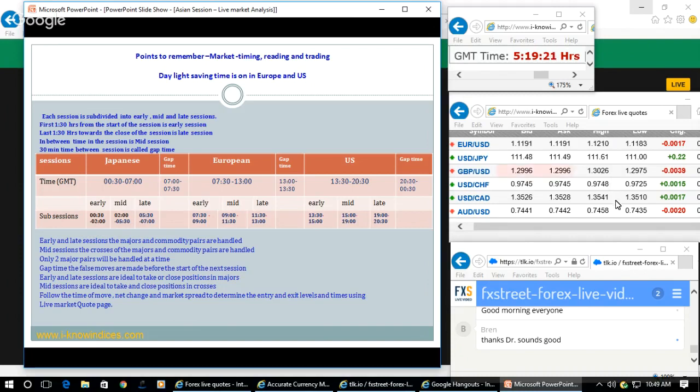There you come across more than 40 pips spread. So they will be acting on them first. Then later on, they will go to other pairs.